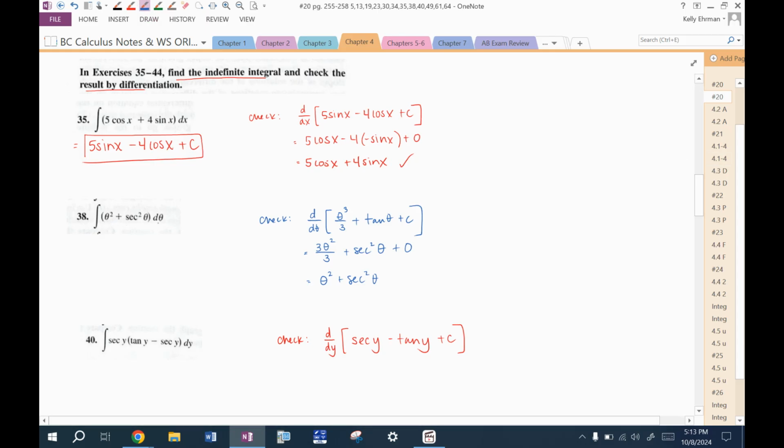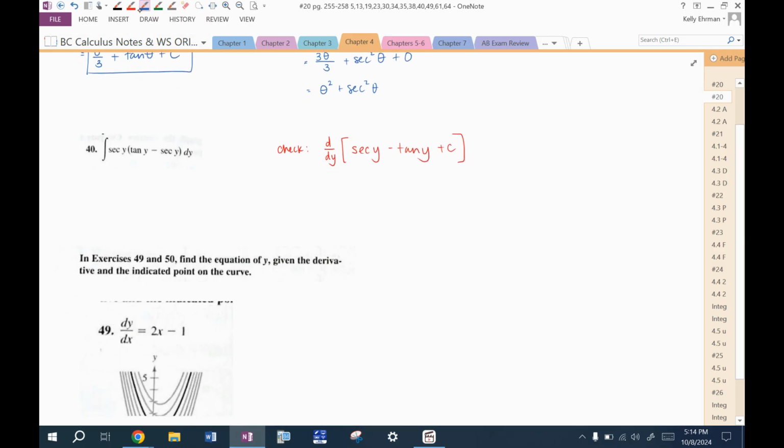This is a function of theta, and it says d theta. So here I can say, okay, the integral of theta squared is going to be theta to the third over 3. Plus, you're thinking, what is secant squared the derivative of? Like, derivative of what equals secant squared? So that's tangent. So this is plus tangent theta. And then we say plus c. So that's the final answer for that one. And again, you can take the derivative of it and make sure you get back to the original integrand.